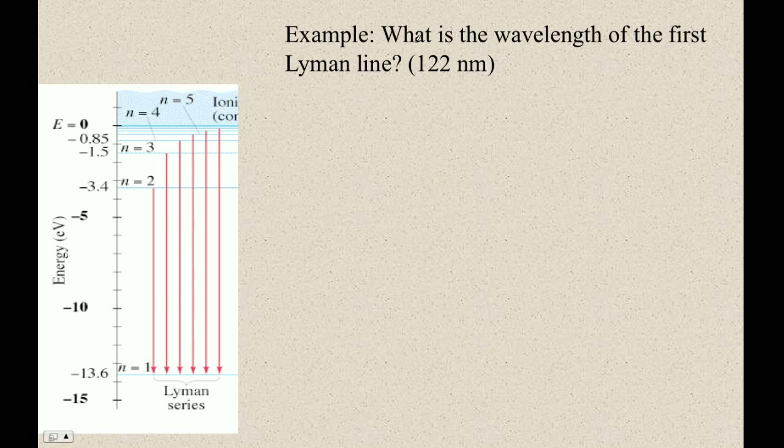Okay, so here's an example problem, right? What's the wavelength of the first Lyman line? Well, the first Lyman line goes from here to here, right? This is the second one, the third one, the fourth one, the fifth one, the sixth one, etc. And so it's going from negative 3.4 down to negative 13.6, right? That is a total energy release of, I need my calculator to do that, 10.2, right?